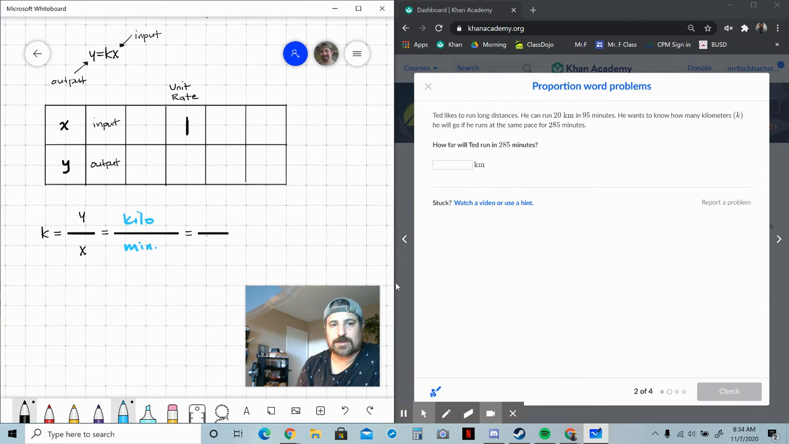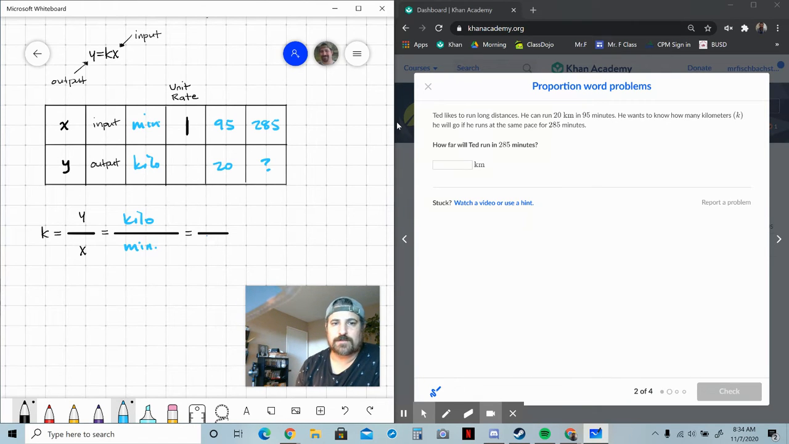Which means that if I ratio kilometers per minute, my y is going to be kilometers, my x is going to be minutes. So here it's going to be minutes and kilometers. It says that 20 kilometers in 95 minutes. So that means you can do 20 kilometers in 95 minutes. And then he wants to know for 285 minutes, how many kilometers can he travel? So this is our unknown, all right? So you can set up our ratio that way.